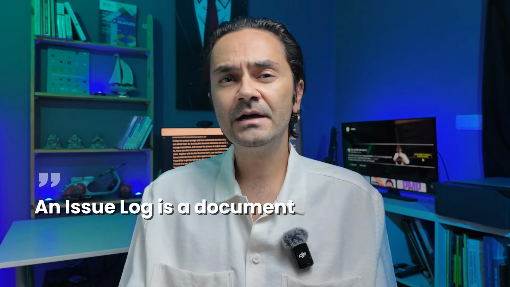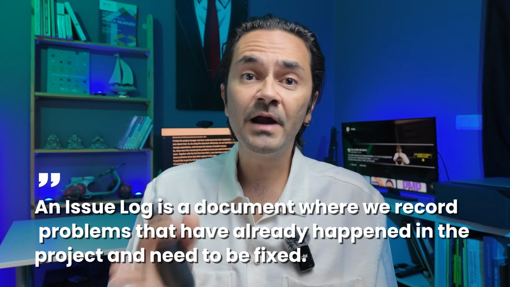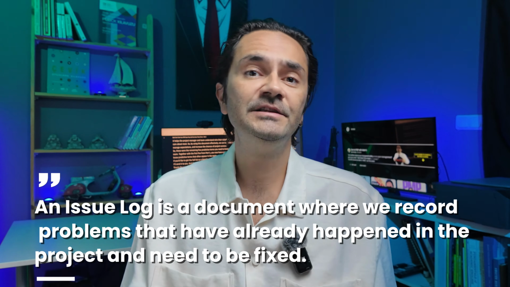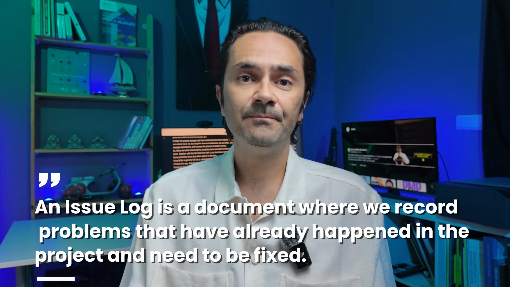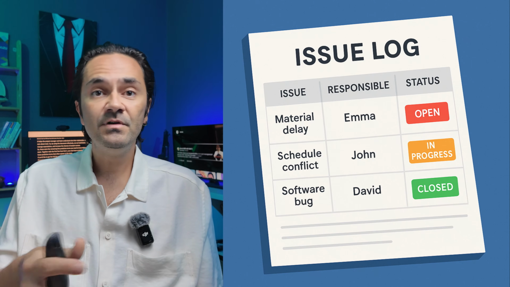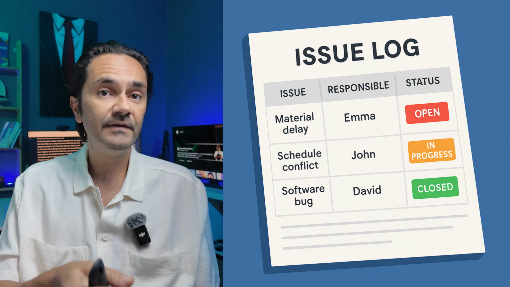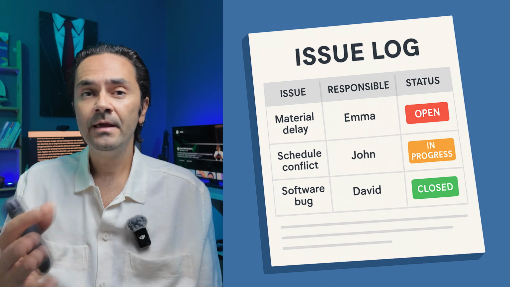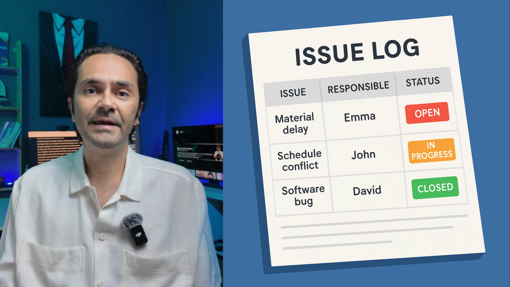The next term you need to know for the PMP exam is the issue log. An issue log is a document where we record problems that have already happened in the project and need to be fixed. Therefore, it's different from risks or assumptions because issues are real. They are things that are already affecting the project. For instance, if a supplier delivers materials late, we record it in the issue log, or if a team member leaves the project suddenly, that also becomes an issue we need to manage.